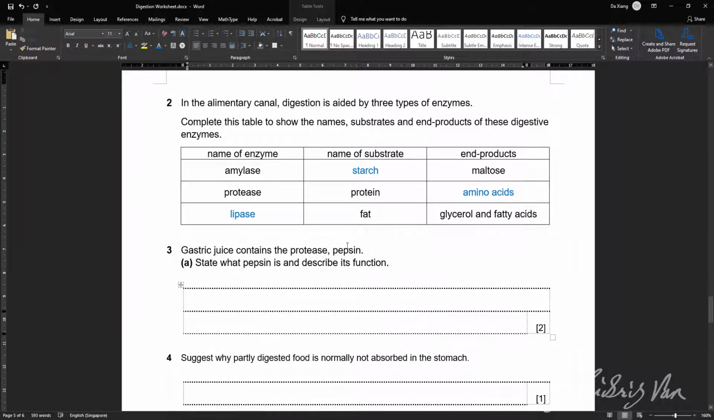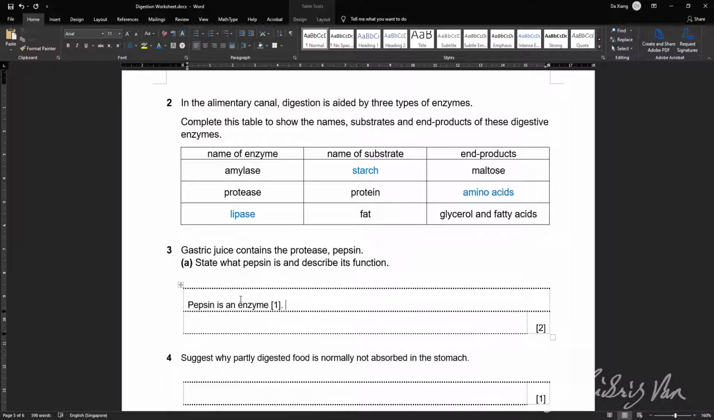Gastric juice contains protease, pepsin. State what pepsin is and describe its function. So this one is a bit of things that you did not learn, but the question already mentioned it. Protease, pepsin. So what is pepsin? So pepsin is an enzyme. And being an enzyme, this one will give you 1 mark.